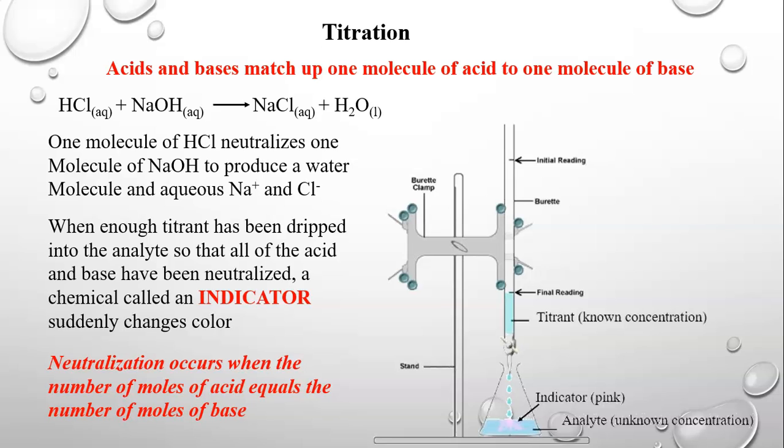Now that's a simple case. There's other things that indicators do. They can do it at different pHs, but in this case we're just taking the simplest case. So neutralization occurs when the number of moles of acid equals the number of moles of base. And when that happens, you just produce more water molecules, which are neutral.